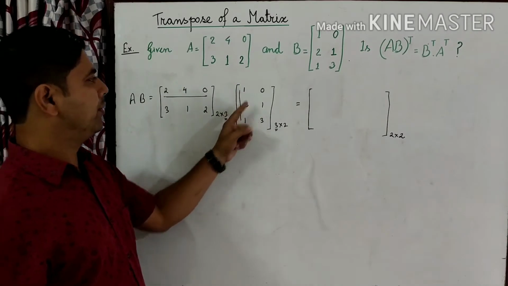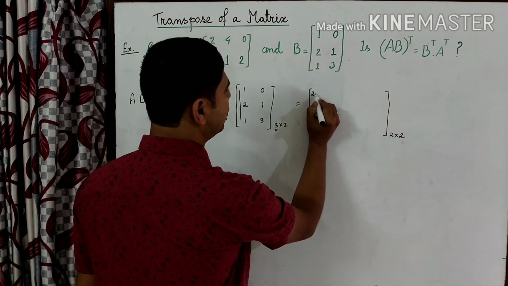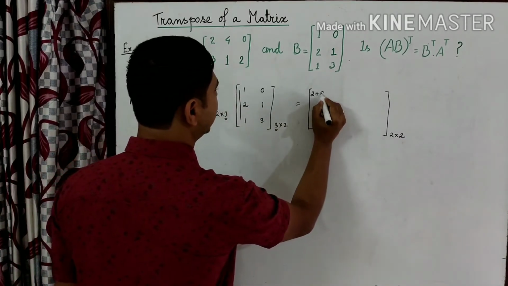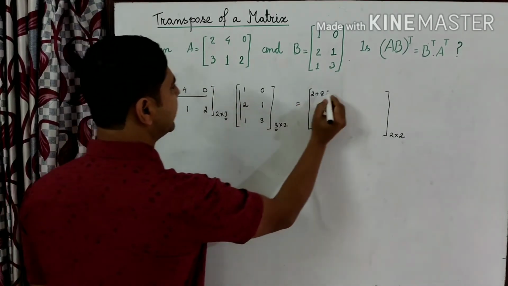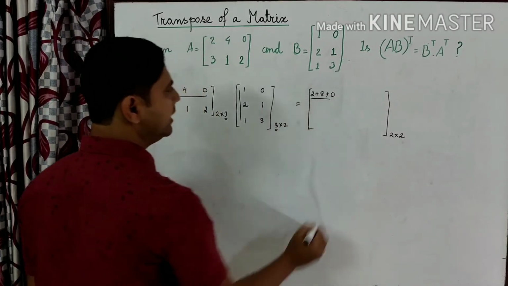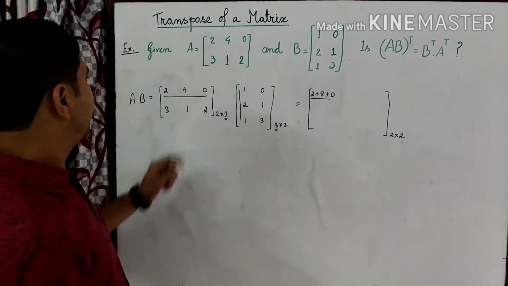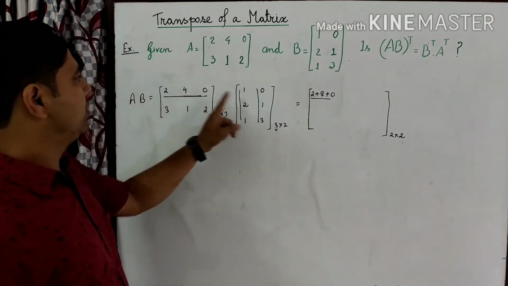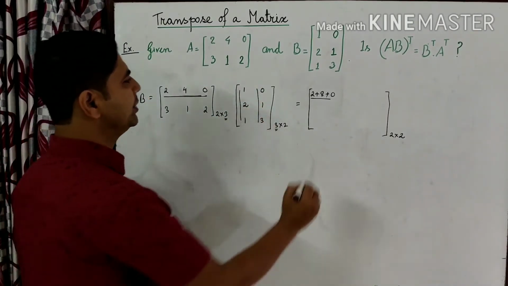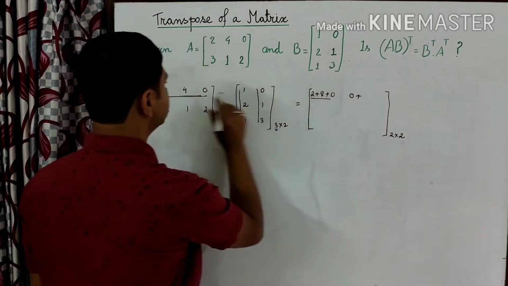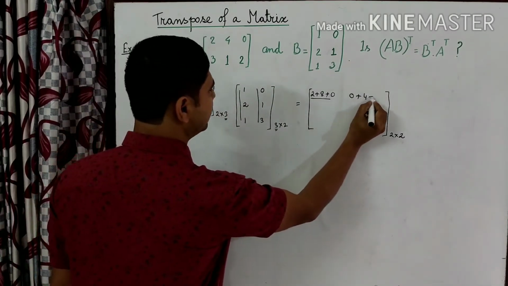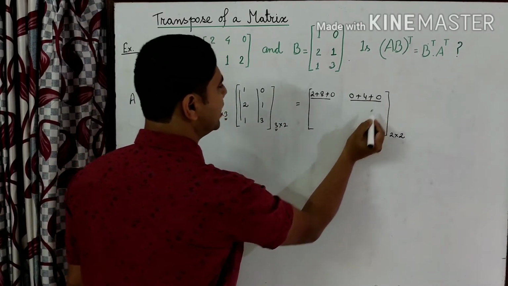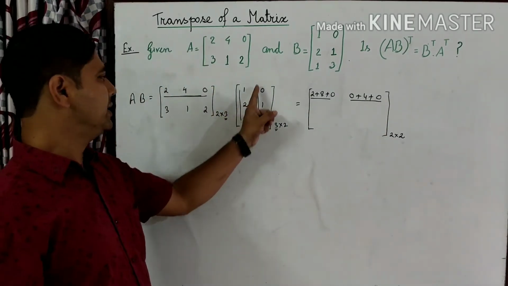First 2 into 1, that is 2, plus 4 into 2 is equal to 8, 0 into 1 definitely 0. That is the first element. Clear this part? Again, when you multiply first row with second column: 2 into 0 is 0, plus 4 into 1 is 4, and 0 into 3 definitely 0. That is A12, first row, second column.